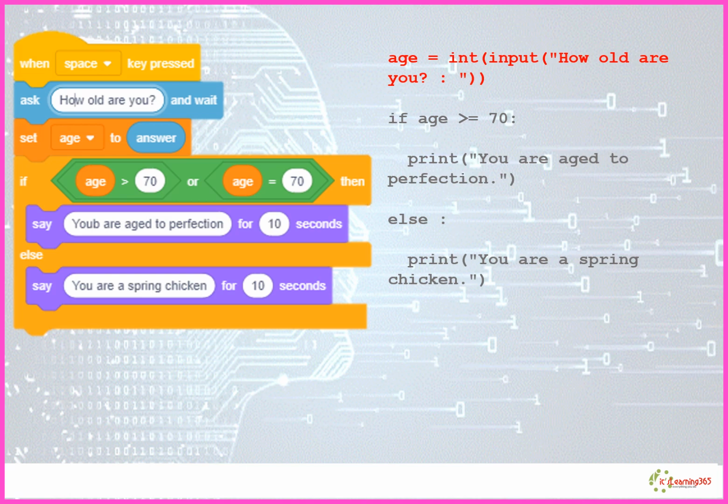So the first part of my code is asking the question: age equals int, open bracket, input, open bracket, quote mark, how old are you, quote mark, and two close brackets. So this Python code will create the variable called age, and it will ask me on the screen how old am I, and will wait for me to type in my age.